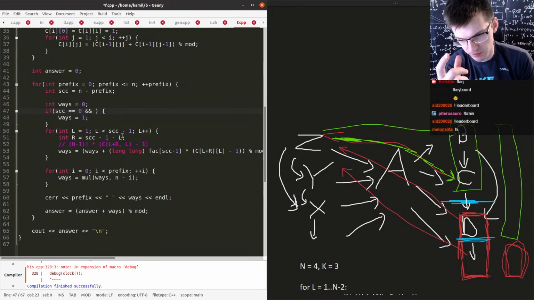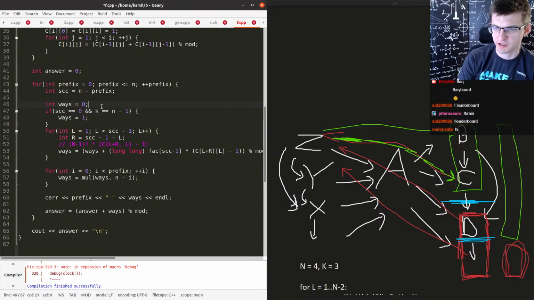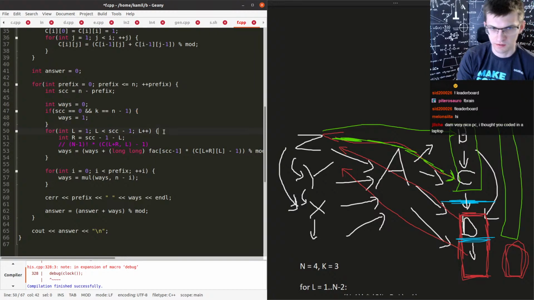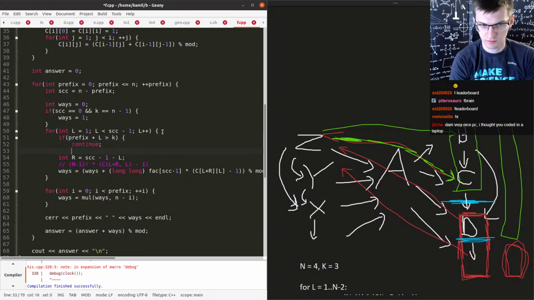If SCC is 0, only if k is equal to n minus 1, we should do this. This special case where there is no strongly connected component. I mean, there are no non-trivial cycles. Then for all the other cases, if prefix plus L is greater than k, then continue.